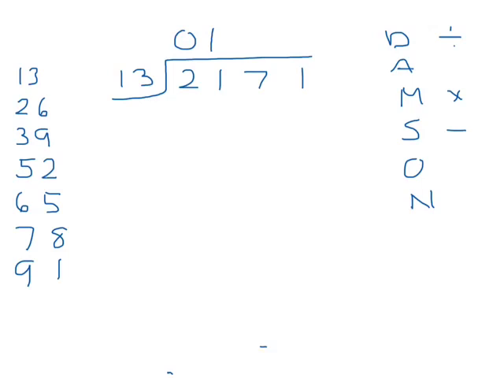Now, why is that? Well, we always check by multiplying. So we say 1 times 13 is 13, which we write under our 21. We subtract to find the remainder, and the remainder here is 8. Now we observe to check that this is smaller than our divisor, which it is. So that's fine. We can then bring down the next number, which is the 7.